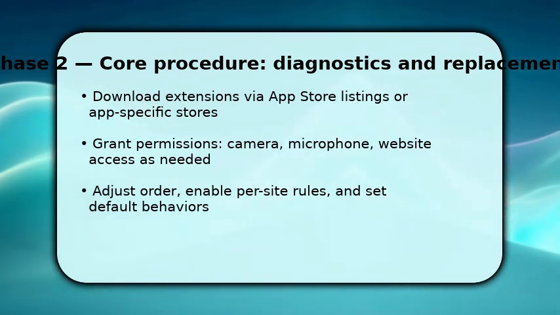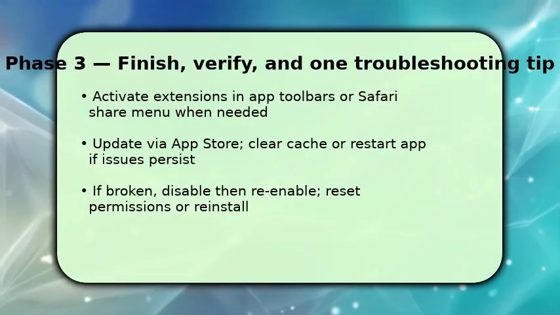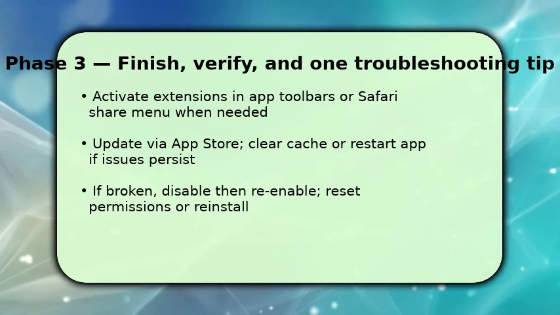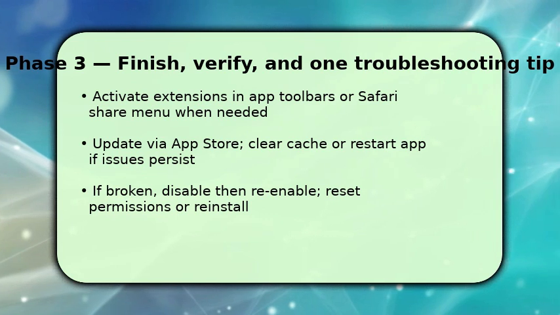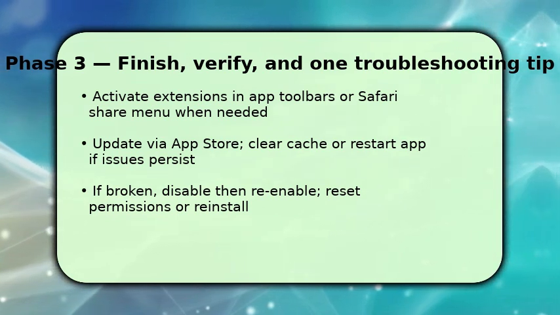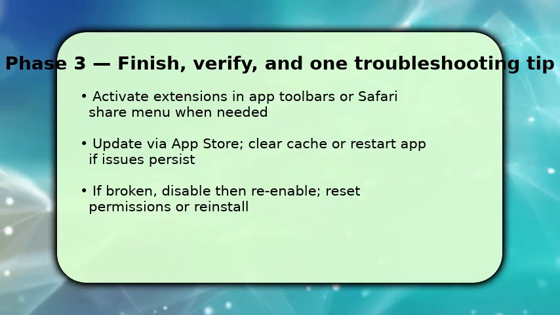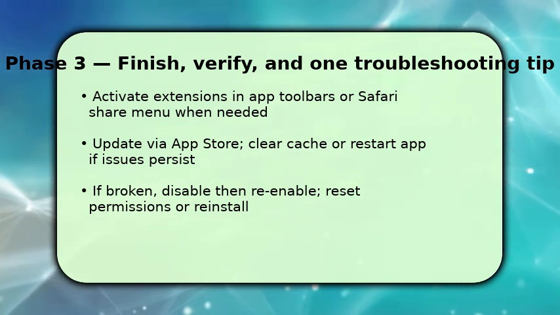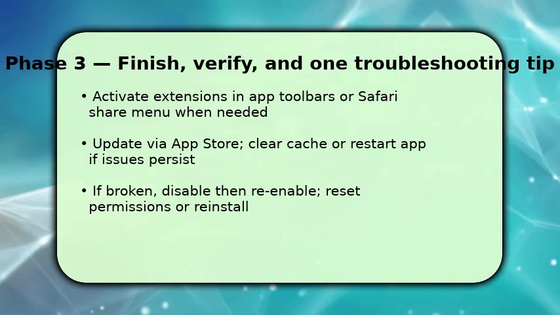That confirms you can finish by using extensions from App Toolbars, Safari's Extensions menu, or the Share sheet. Activate only when needed to reduce background activity. Keep them updated via the App Store so compatibility remains intact, and clear cache or restart the host app if something misbehaves. If an extension fails, disable it, then re-enable. If that doesn't help, reset permissions or reinstall the extension.